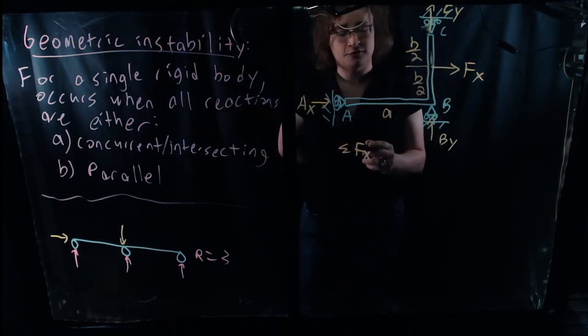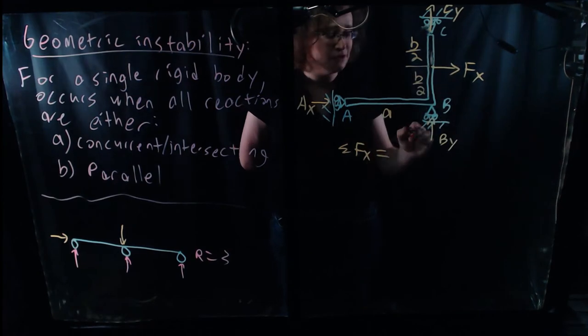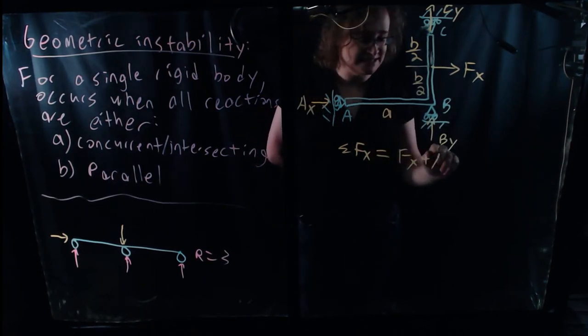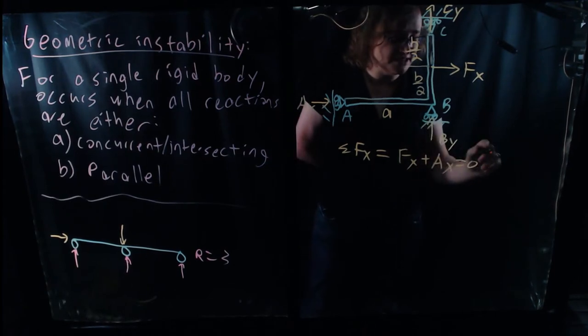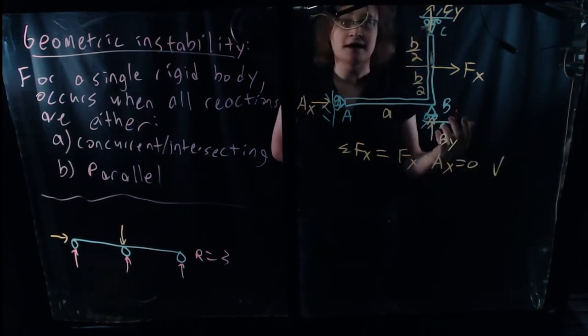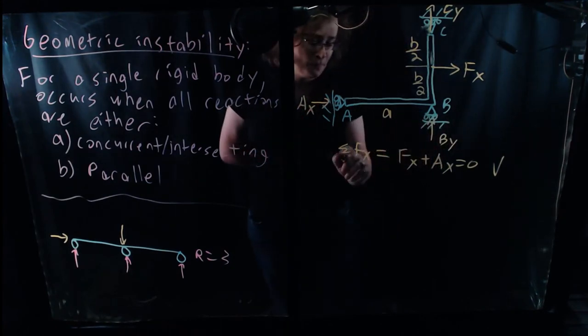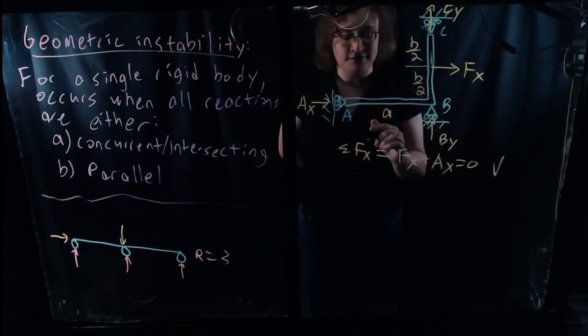If I do a sum of forces in the horizontal direction, I think I'm golden. I have Fx applied, I have plus Ax. This is equal to 0, and I can solve for Ax, and it'll be fine. We can just get that Ax is equal to the opposite of Fx very easily. And again, Fx here would be an applied force.